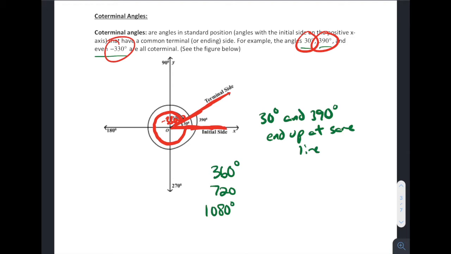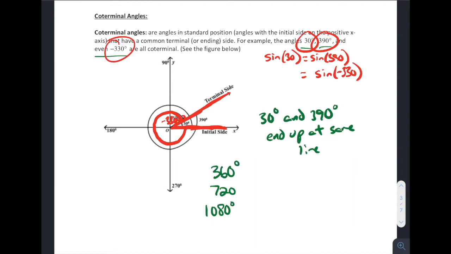They're all going to give the same values. In fact, if I were to find sine of 30, that's going to equal whatever sine of 390 is, which is also going to equal sine of negative 330. You can test that in your calculator if you don't believe me, but that's true for any coterminal angles that end up at that same exact point.